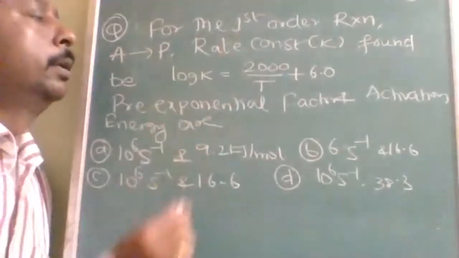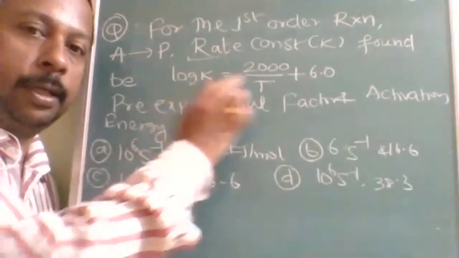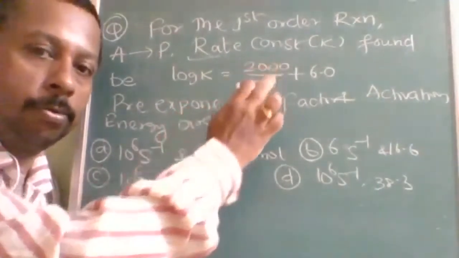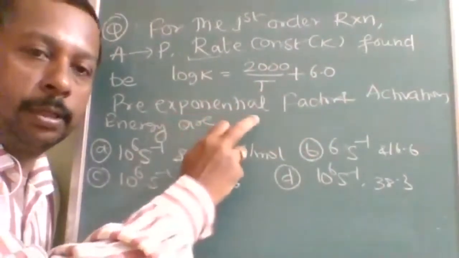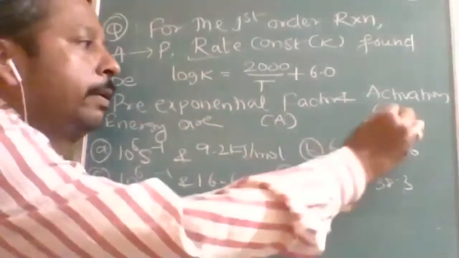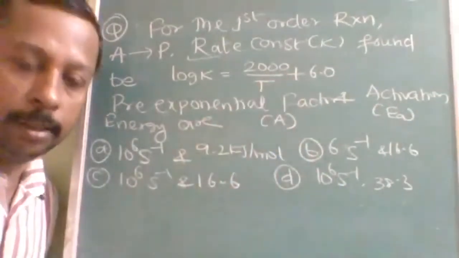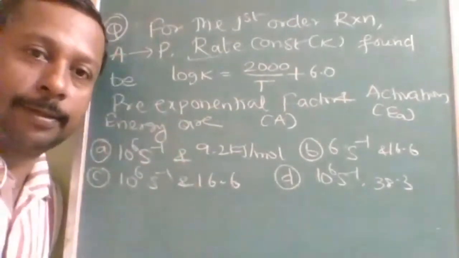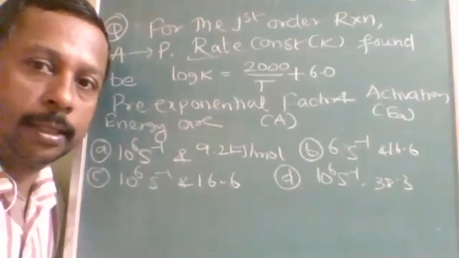Okay, here this is a first order reaction, and in this question, instead of giving the rate constant directly, he has given it in equation form. Log K is equal to 2000 upon T plus 6. Then the pre-exponential factor, A, you have to find out. Activation energy, EA, you have to find out by comparing this equation with the standard equation. Let's see who will give the correct answer. Then listen to my explanation to check whether your answer is correct or not.